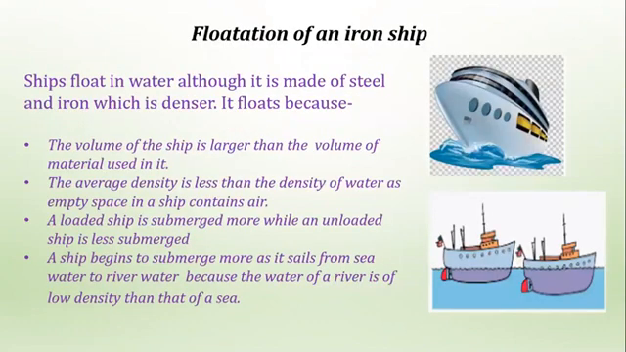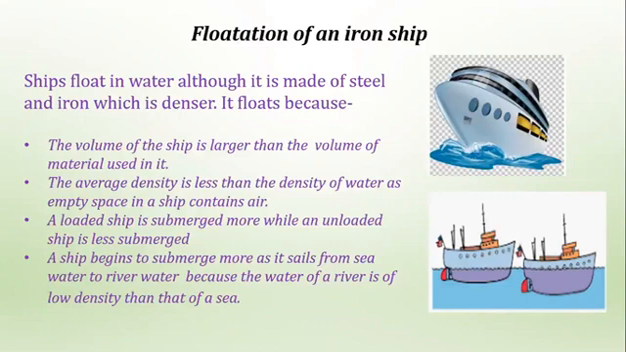First is flotation of an iron ship. You have seen that an iron ship has a very big volume. This big iron ship floats on water, whereas if we place an iron nail on the surface of water, it sinks. The reason is that the density of iron is greater than that of water, so the weight of the nail is more than the upthrust of water.